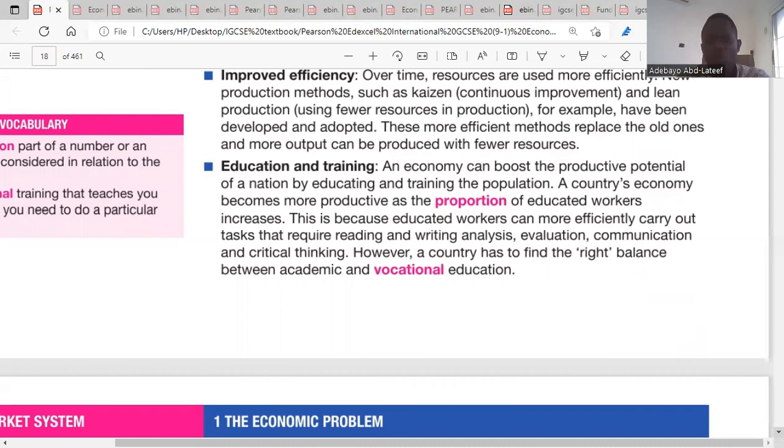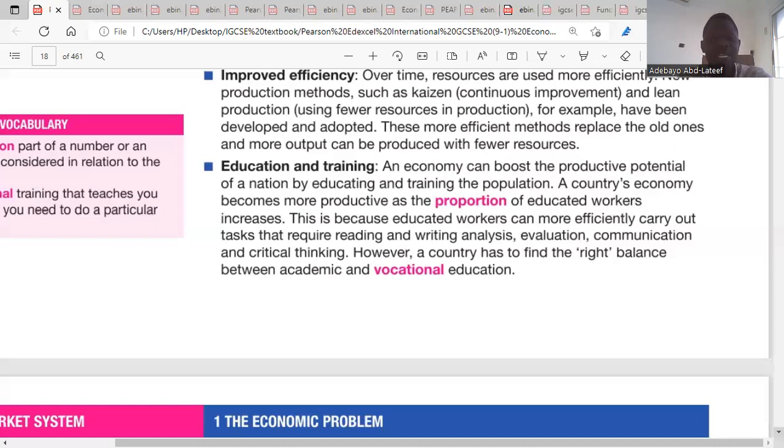This is because an educated workforce can more efficiently carry out tasks that require reading and writing, analysis, evaluation, communication, and critical thinking. Because you are educated, information becomes easier for you to understand. So analysis will be able to be made. Critical thinking will work. You'll be able to think about how to carry out different activities, how to improve in whatever you do. That is what education is all about.